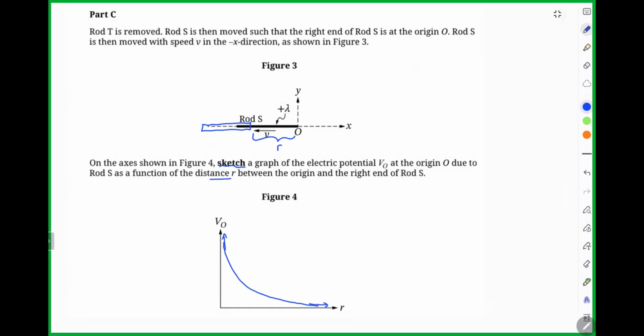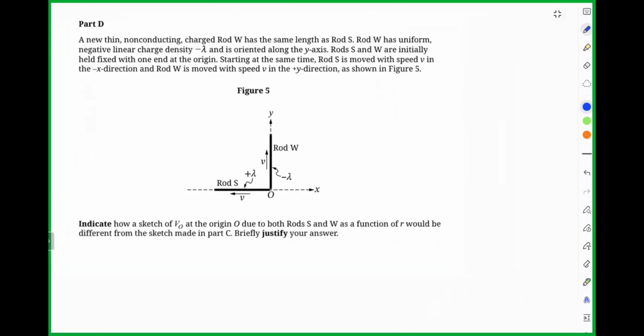So now let's jump to part D. In part D, we're told that we've now added a rod W with opposite charge density to rod S, negative lambda instead of lambda, and we're asked the same question. It is also moving with speed v, so both are retreating at the same rate, and we're being asked to find the potential at the origin as a function of our distance.